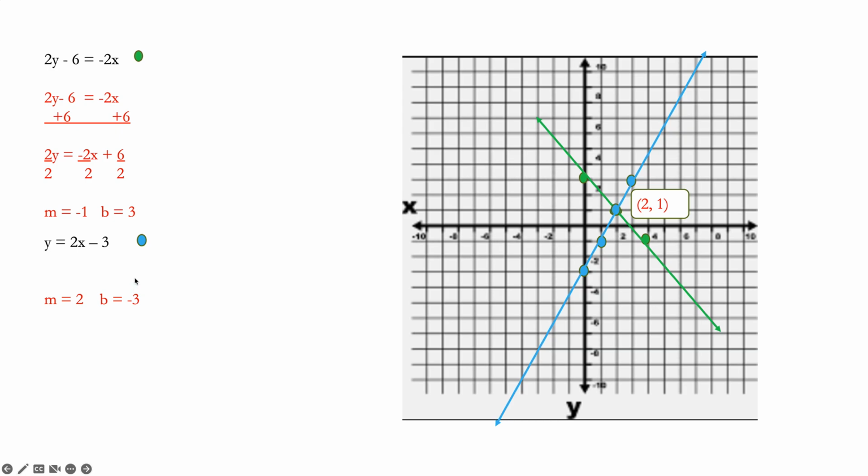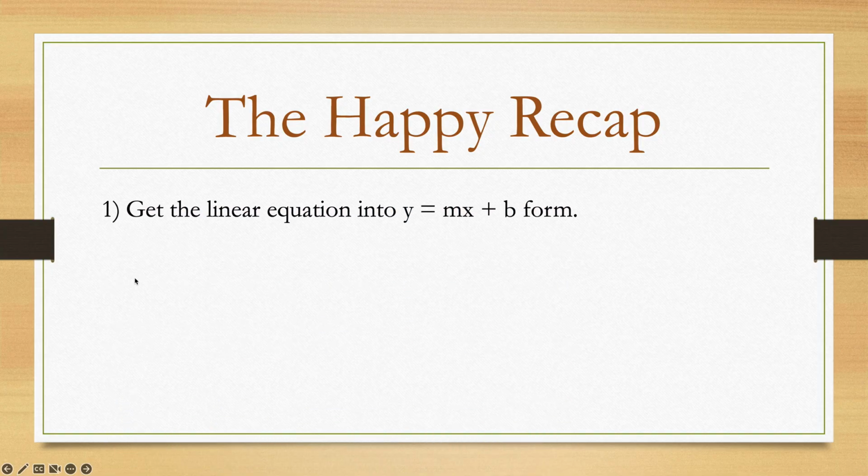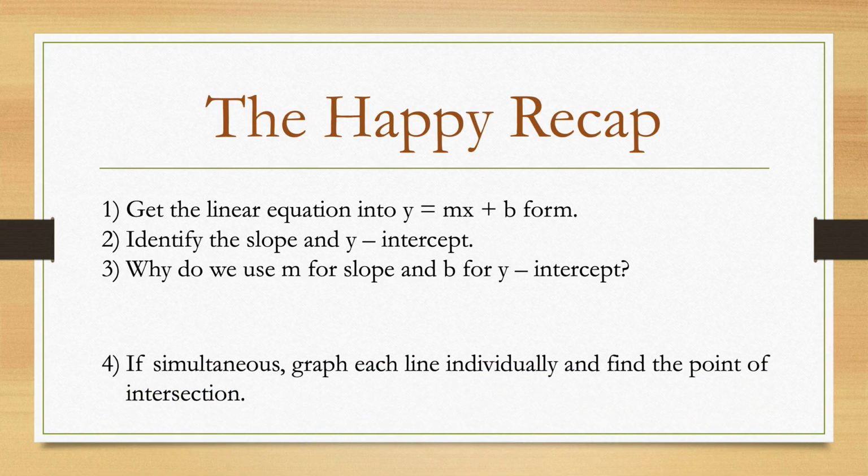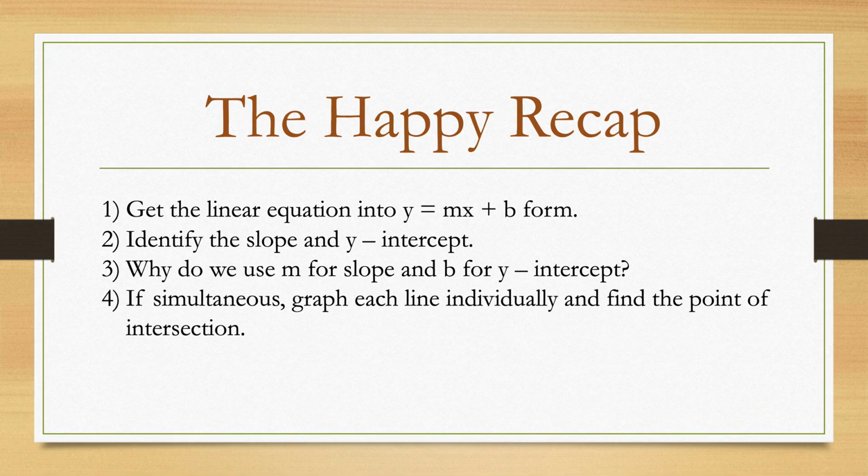Okay, the happy recap for today's new material. First, get the linear equation into y equals mx plus b form. Second, identify the slope and the y-intercept. Remember, slope is m, y-intercept is b. Why do we use an m for slope? Why do we use a b for y-intercept? M is how you move, and the slope is how the point moves. And the b is where you begin, which is what the y-intercept does. Last but not least, if you're doing simultaneous equations, just do each line individually. Graph them both, find that point of intersection.